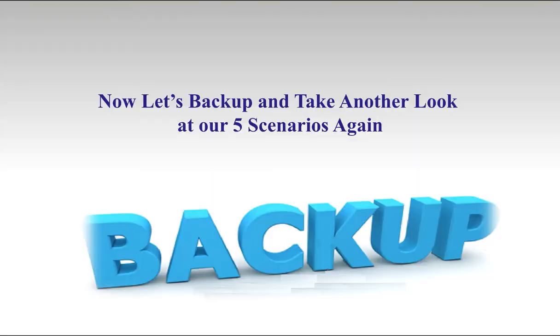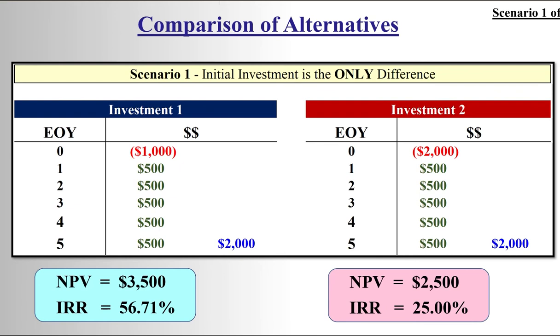So now that we've discussed all this, let's go back and take another look at our 5 scenarios again. Scenario 1, initial investment is the only thing that's different. And when you run the numbers, the NPV, which is the net present value, is 3,500. And the internal rate of return is 56.71%. However, for scenario 2, the net present value is 2,500 and the internal rate of return is 25%.